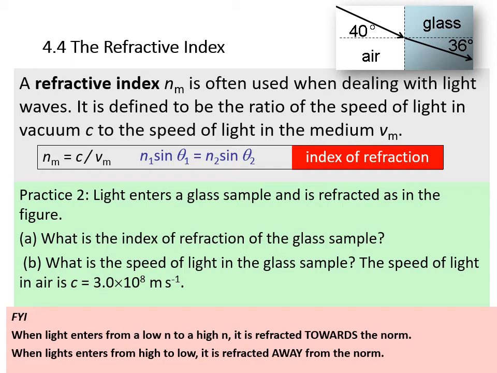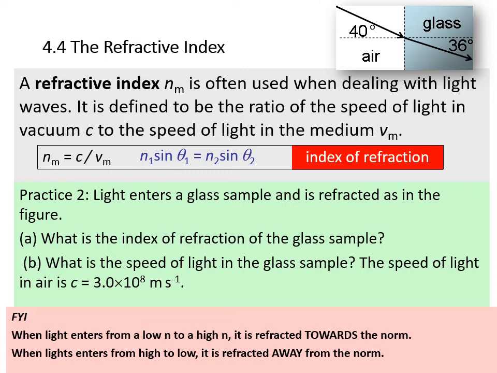For example, that medium can be glass or a diamond or water, oil, whatever. So it shows this relationship between what the speed of light normally would be in a totally rare or non-dense medium to a denser medium. So the index of refraction, N sub m, is equal to c, where c is the speed of light in a vacuum, divided by the velocity of light inside of some medium. And it is related to Snell's law.